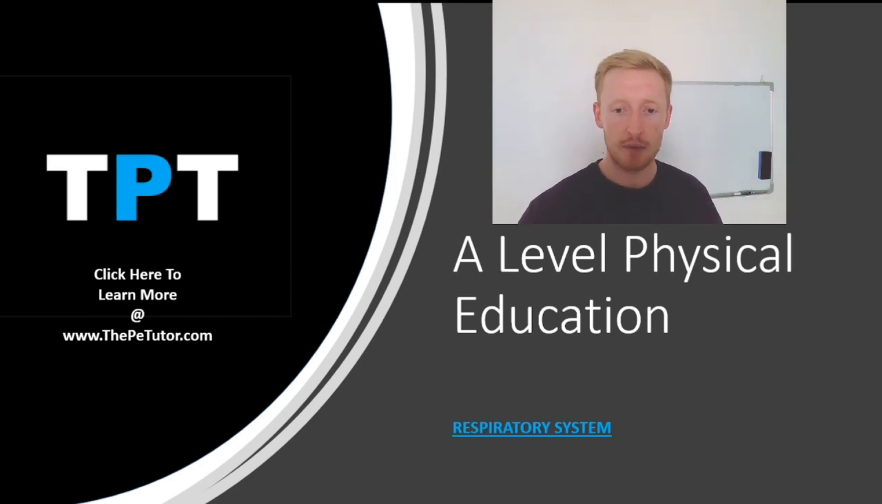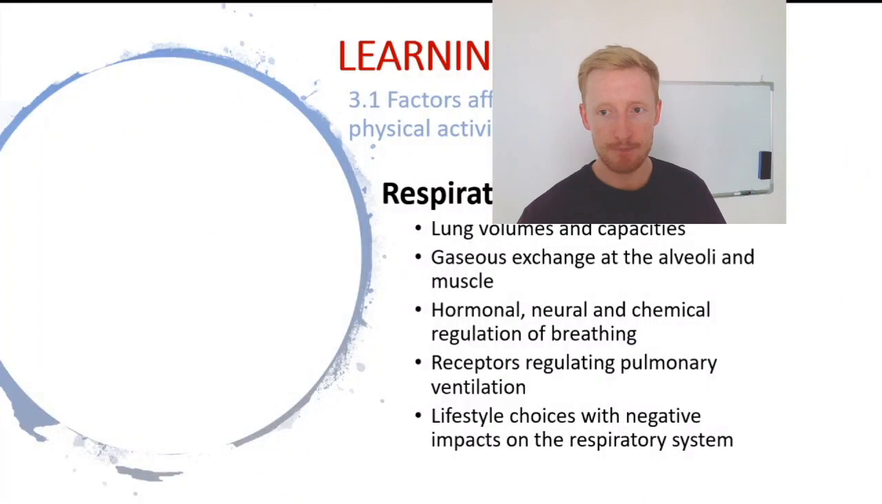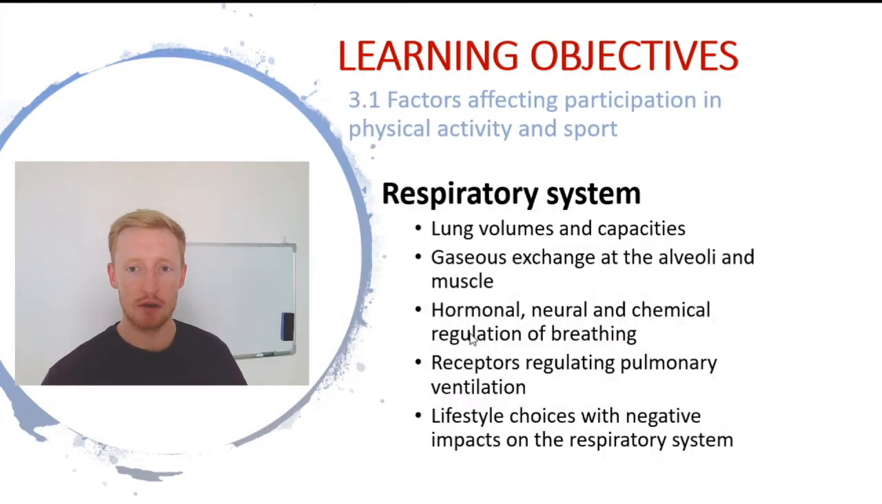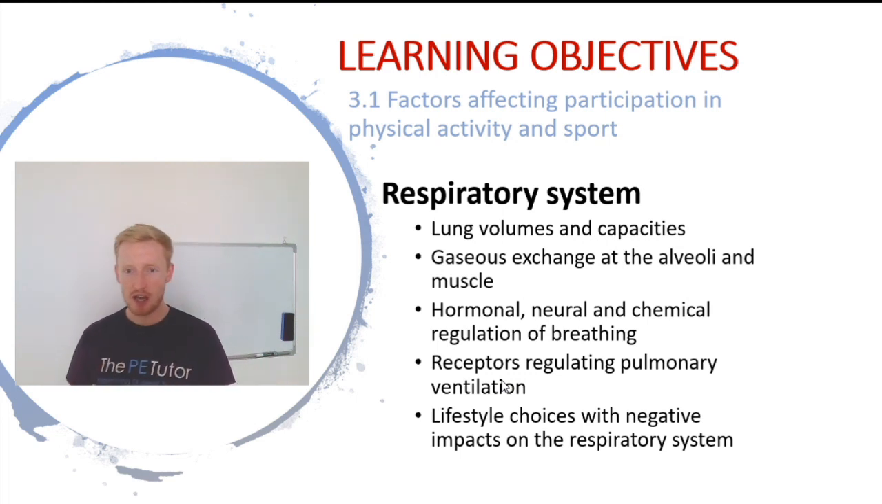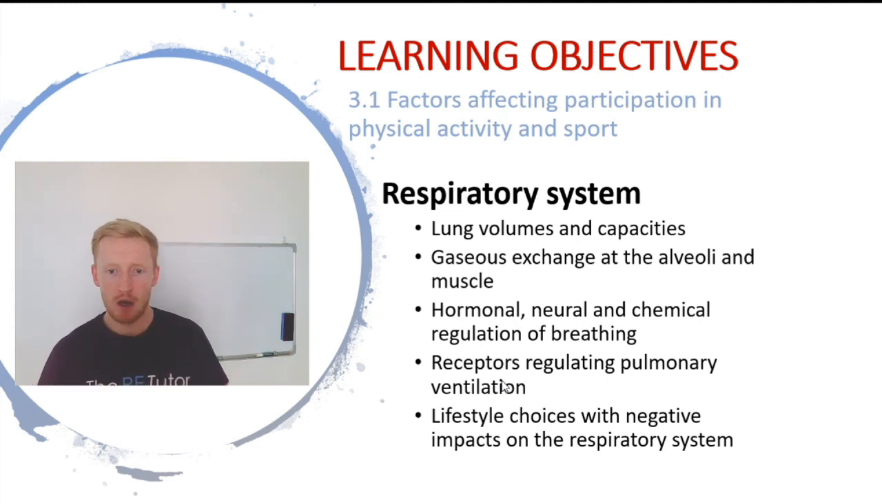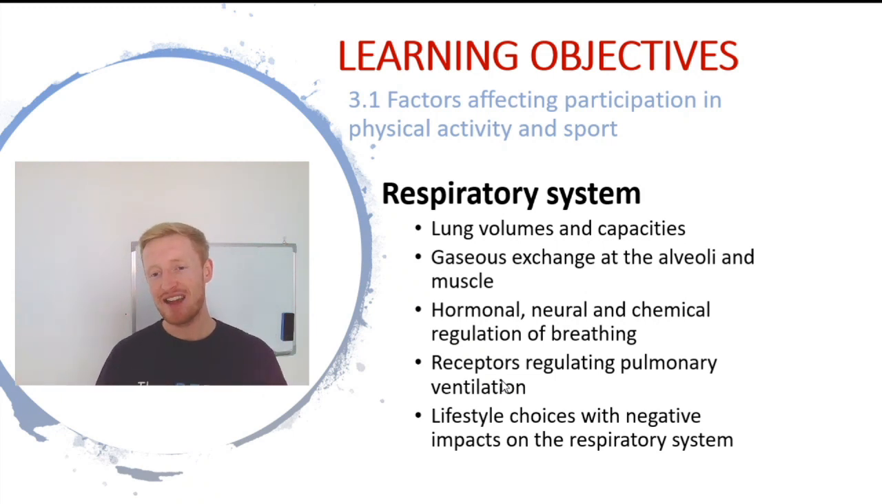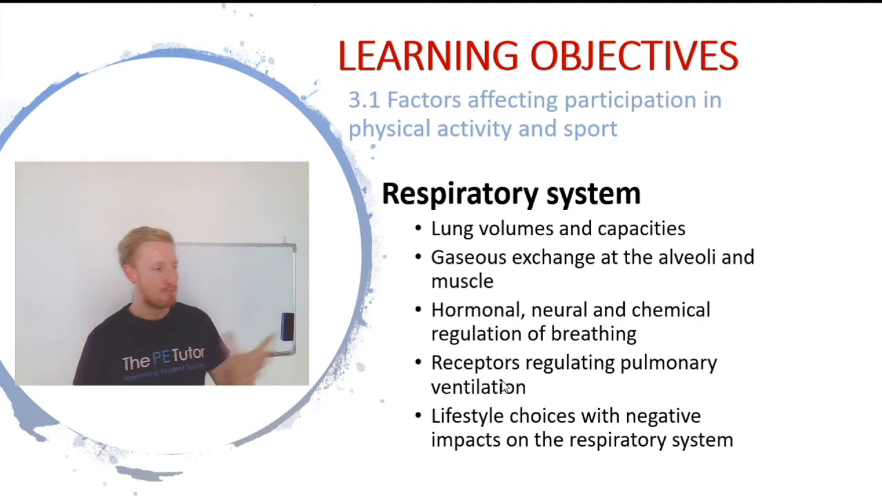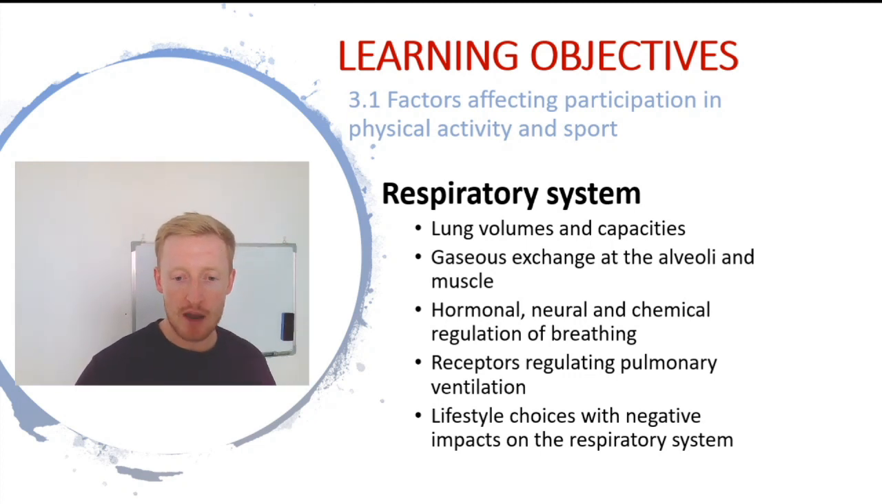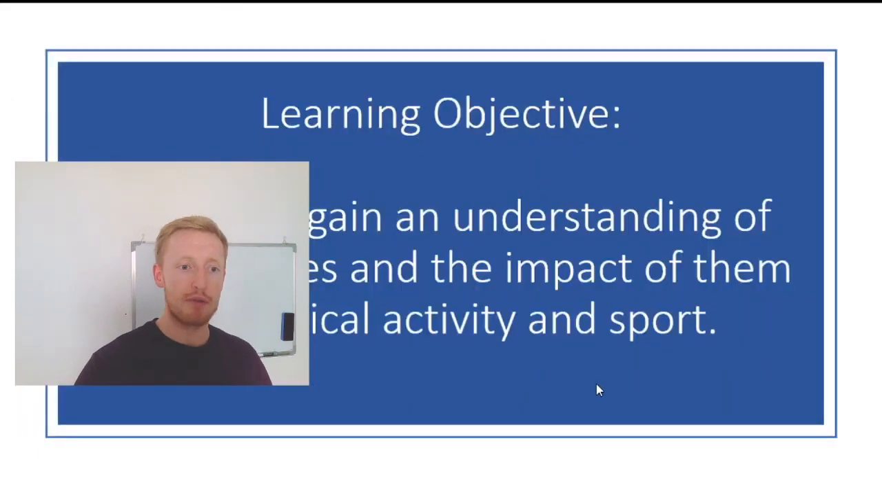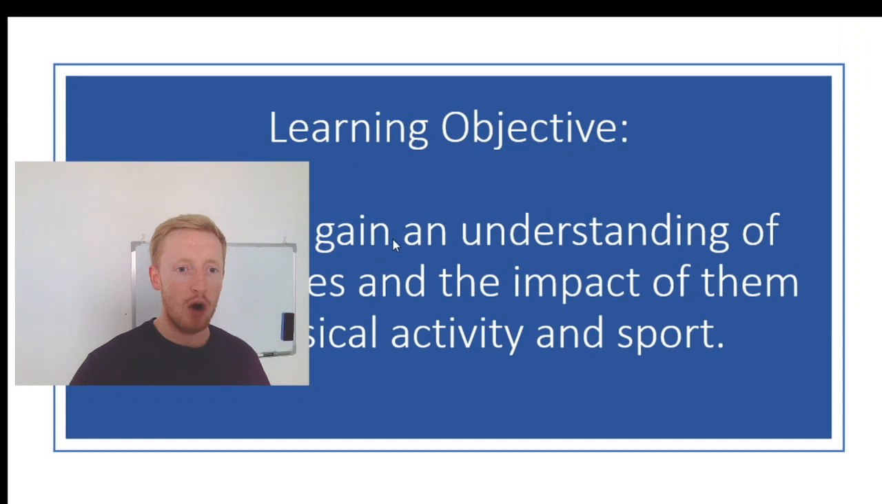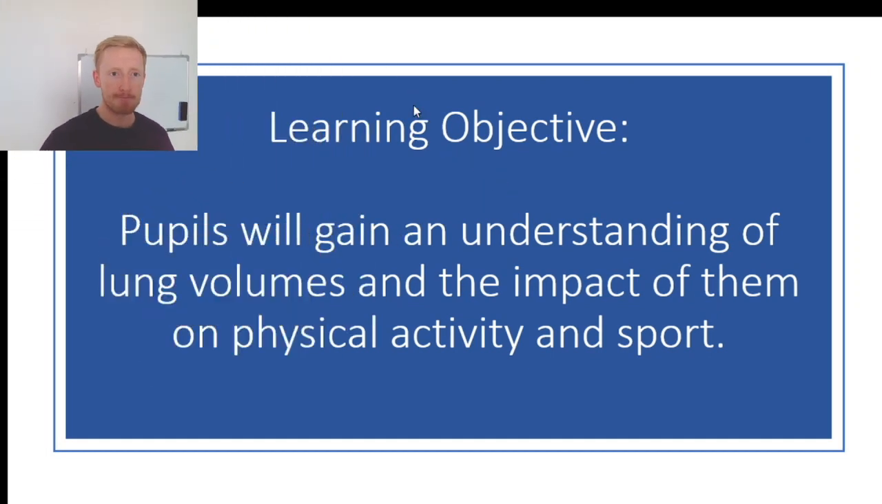And the first thing that we need to be aware of in the respiratory system are a few of these things here. So we've got lung volumes and capacities. We have gas exchange. We have that hormonal, neural, chemical control or regulation, which I just mentioned there. We've also got pulmonary ventilation and how muscles engage to actually cause air to come in and out of our body. And then we've also got at the end some lifestyle choices which can impact negatively on the quality of our respiratory system. So we've got five things there which we are going to be running through. And if we kick it off with an understanding of the different lung volumes that exist inside of our body, we'll take it from there.